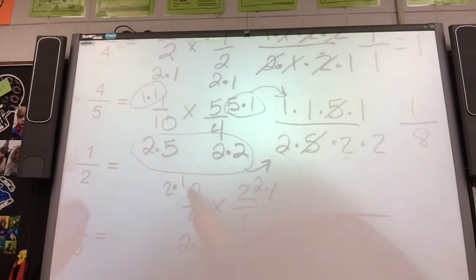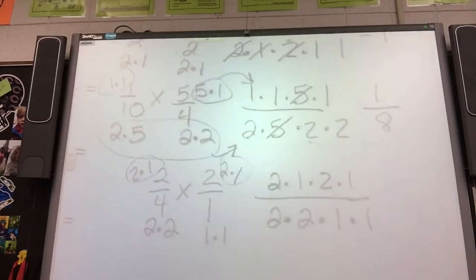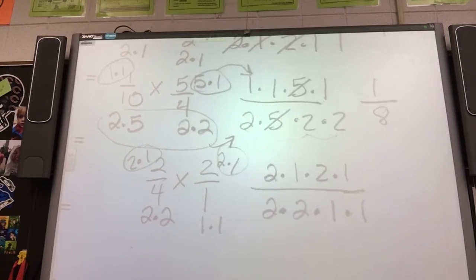Let's rewrite. Bring these numbers over. 2 times 1 times 2 times 1. 2 times 2 times 1 times 1. Alright. Let's eliminate like things. Top and bottom like. A 1, a 1, a 1, a 1, a 2, and a 2. Uh-oh. Now what?